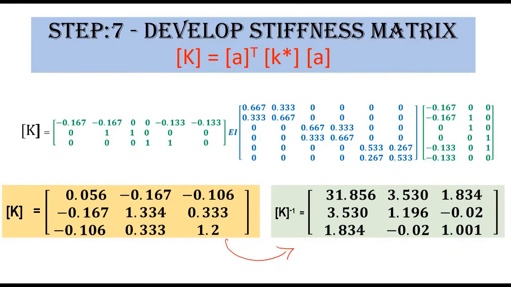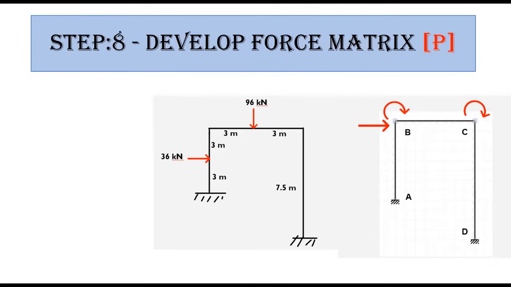So it's very easy to obtain K inverse. And step number 8, we have to develop the force matrix. The force matrix is nothing but the value of external force in the direction of each system coordinate. So we have the first system coordinate in this direction, then the second and third system coordinates. Both are rotations in the clockwise direction.